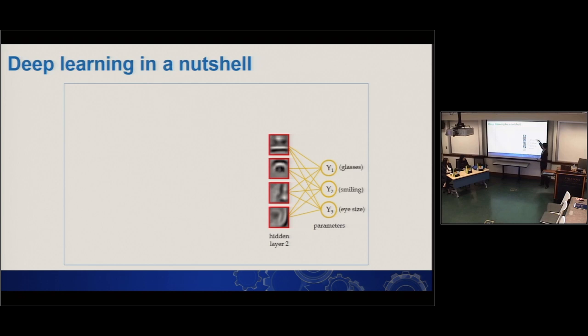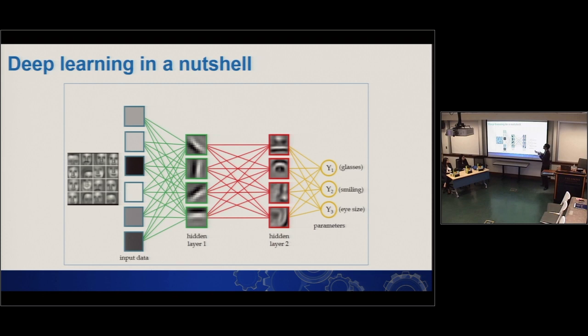So if we want to know if someone's wearing glasses, we will look at the eye feature. And if we want to know if someone's smiling, we're going to look at the mouth feature. And so really the computer has done all of this feature learning on its own and been able to identify these. And then we're in a much better position for our classification task. And so putting this all together, this is what I would say a deep learning network looks like.